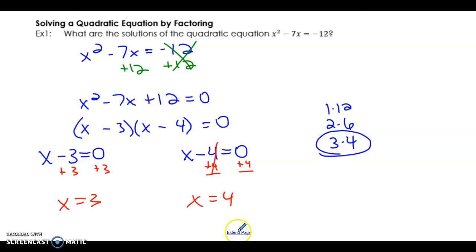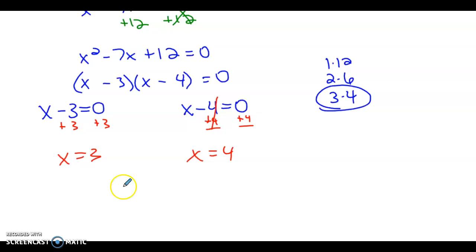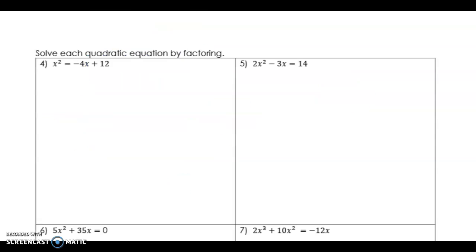And then again, on today's GoFormative, I want you to write them as a set, the set of numbers that work. So we're going to use the brace, 3, 4, and then that bracket. All right, let's try some more. Why don't you guys go ahead and pause your video and try number 4.